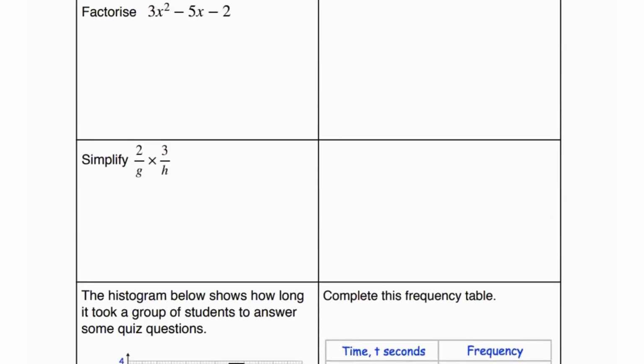Then it says factorize 3x squared minus 5x minus 2. First, you begin with multiplying your constant to the coefficient of x squared. 3 times 2, that's 6. Next, what you do is you find factors of 6. So apart from 3 and 2, we have 1 and 6, and that is it.